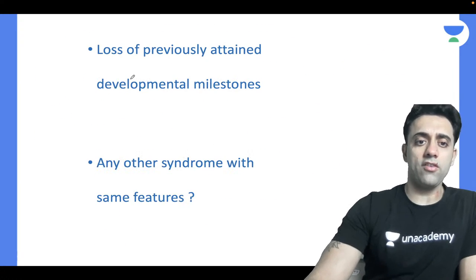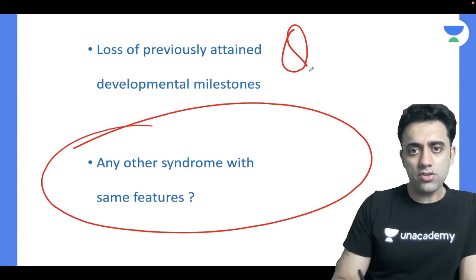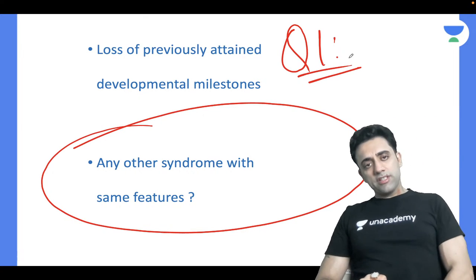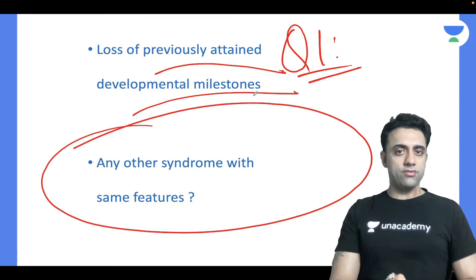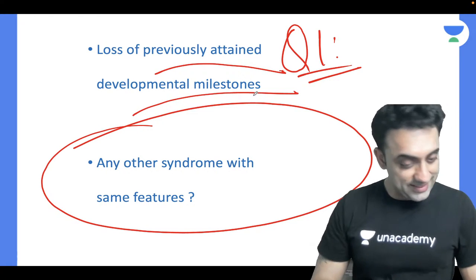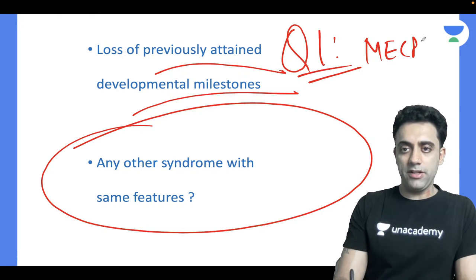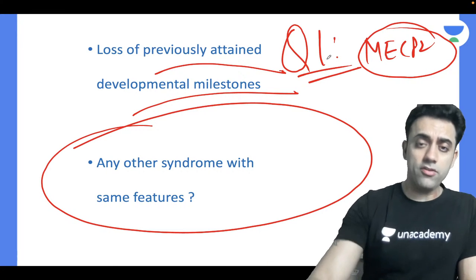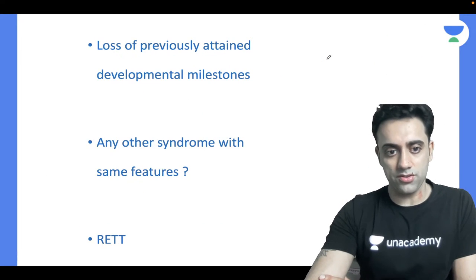Yeah. Okay, I'll give you a toffee. Any other syndrome with the same feature? I'll give you a chocolate. Osama, what do you think? Can you tell me any one more syndrome where there is loss of previously attained milestones? बहुत अभी भी पढ़ा है हमने. Exactly. Very good. Rett syndrome also, which is MECP2 gene mutation. There is a regression of milestones. The baby was perfectly fine till 1 year of life, and then there was regression. That you should know. Okay, that's it.